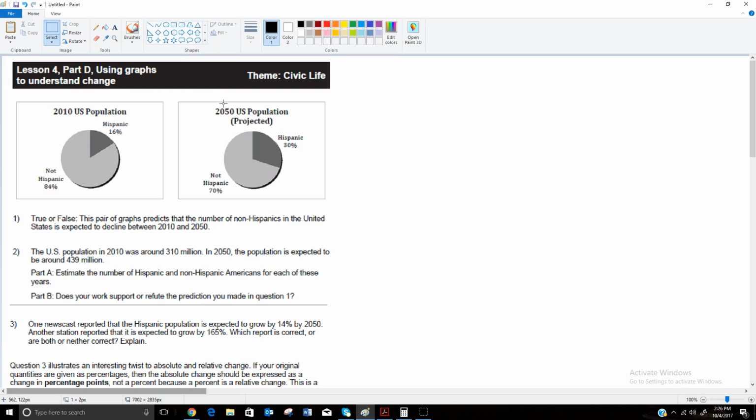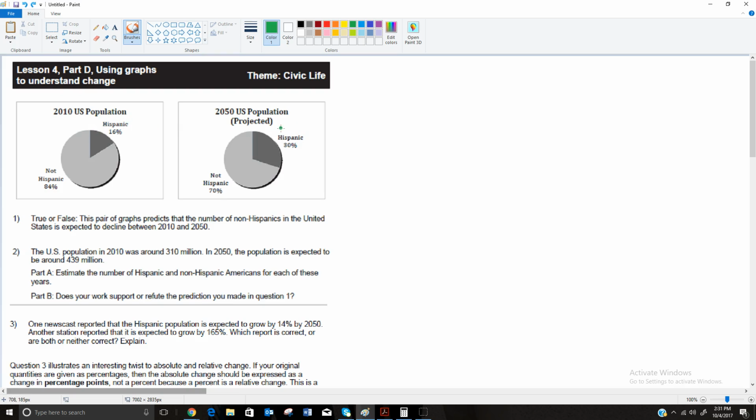Okay, so now on to lesson 4D, and we're still talking about representing data and such, but now this theme is civic life, so we're looking more at how a person fits into the world or helps society. And so what our two graphs have here are a 2010 U.S. population and the 2050 U.S. population, projected of course because that's in the future. And for the 2010 U.S. population, we have a real broad spectrum here of people that would be considered non-Hispanic versus people that live in the U.S. that are Hispanic.